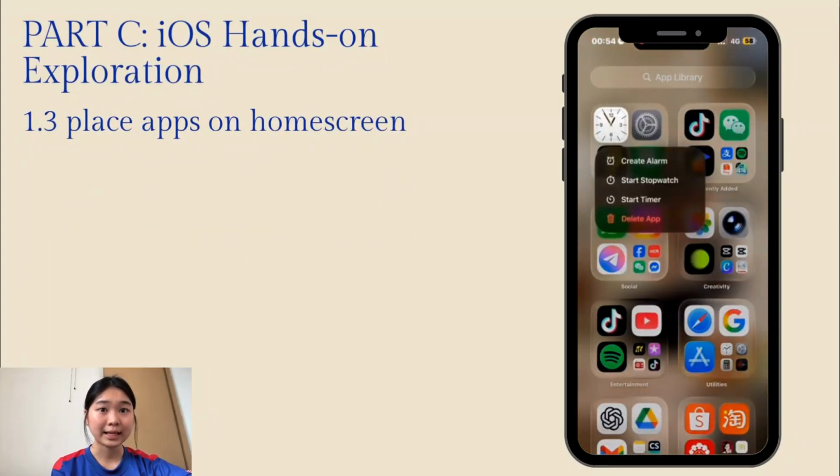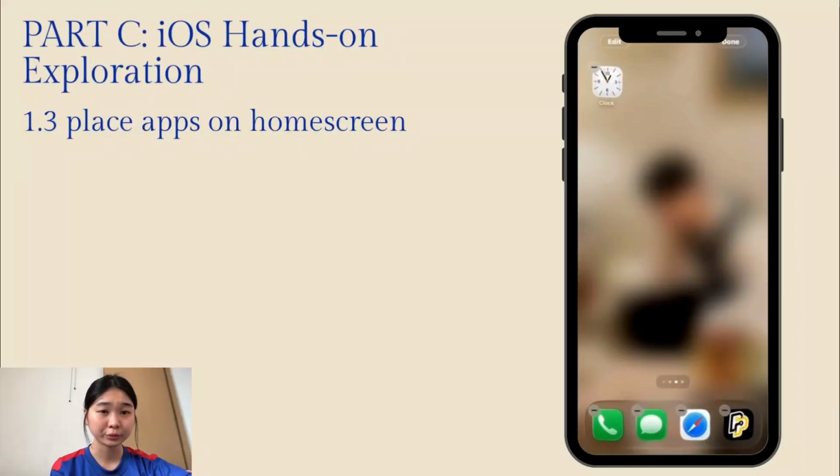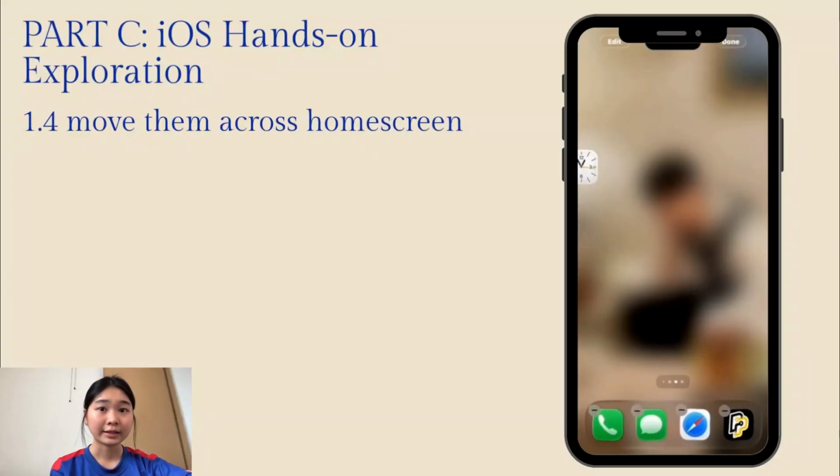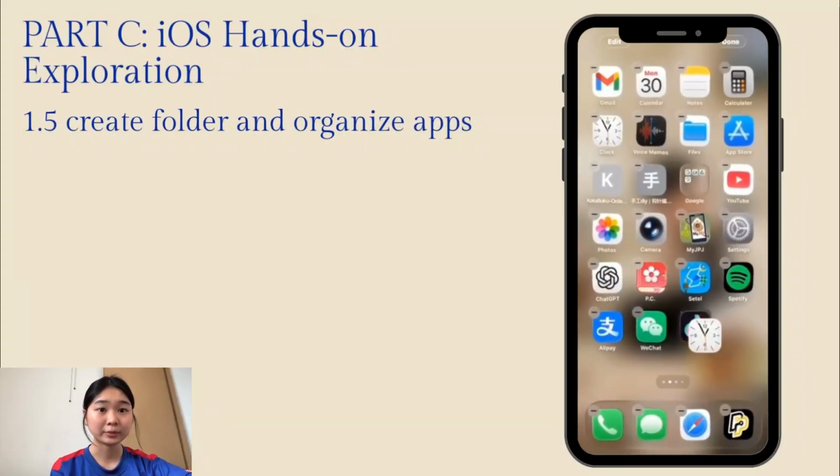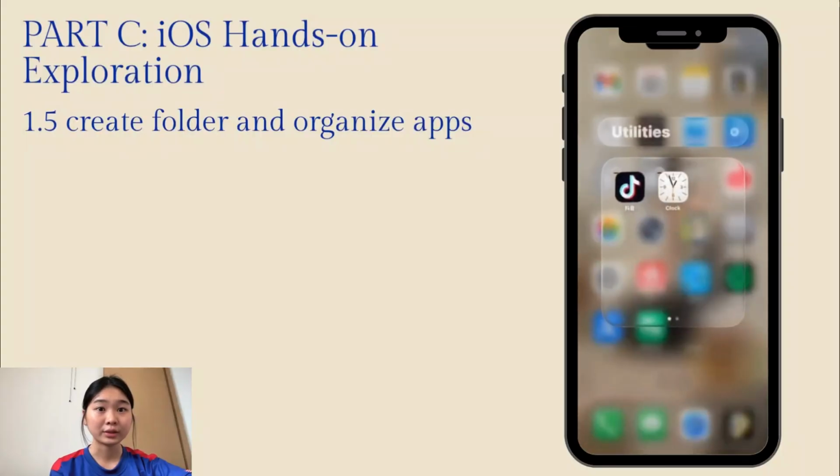Next, I will place apps on the home screen. I can do this by long pressing and grabbing the app. This allows users to customize their layout based on their preference. I can also move apps across different screens. This helps users organize apps more efficiently. To organize apps, I can create a folder by dragging one app onto another. Then I can rename the folder. This helps to group similar apps together, making it easier to find them. It also improves the overall user experience.